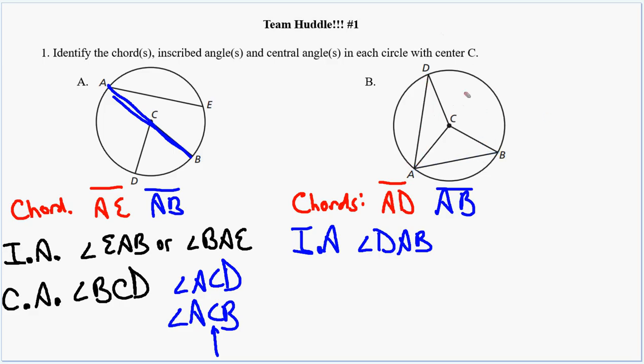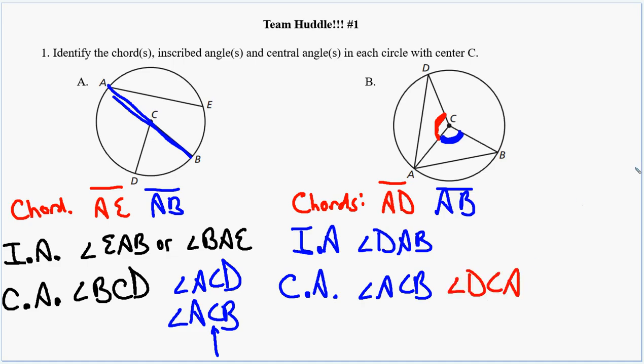Our last one will be the central angles. Central angle. So I'm going to look right here and mark this one with a blue arc. That would be angle ACB. I'll mark this one here with a red arc. That would be DCA. And then over here I'll use black ink, DCB. And again, all of those could be written in reverse order as long as C is in the middle to represent the vertex.